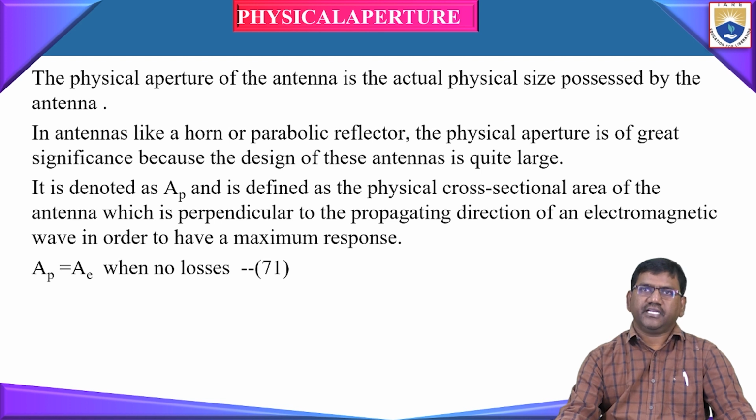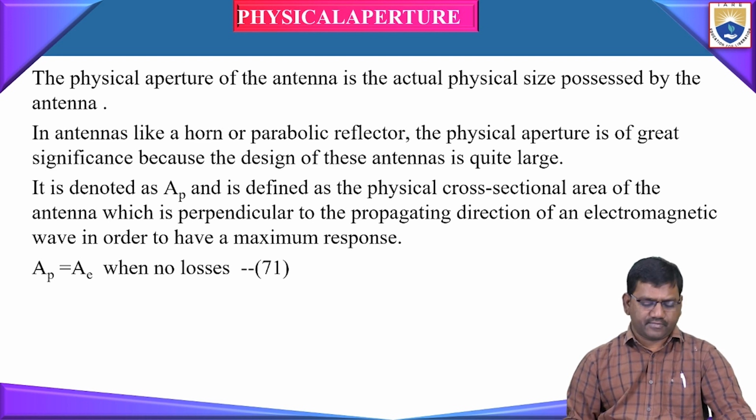The physical aperture of the antenna is the actual physical size possessed by the antenna, the actual length of the antenna. In antennas like a horn or parabolic reflector, the physical aperture is of great significance because the design of these antennas is quite large. The physical aperture means the actual aperture area.